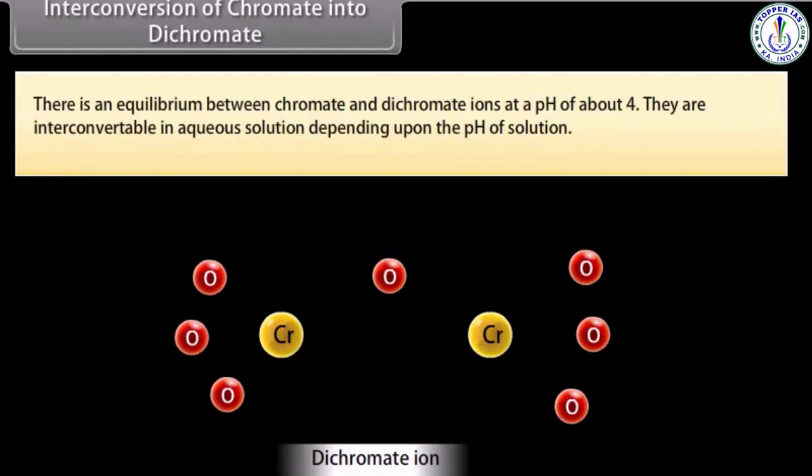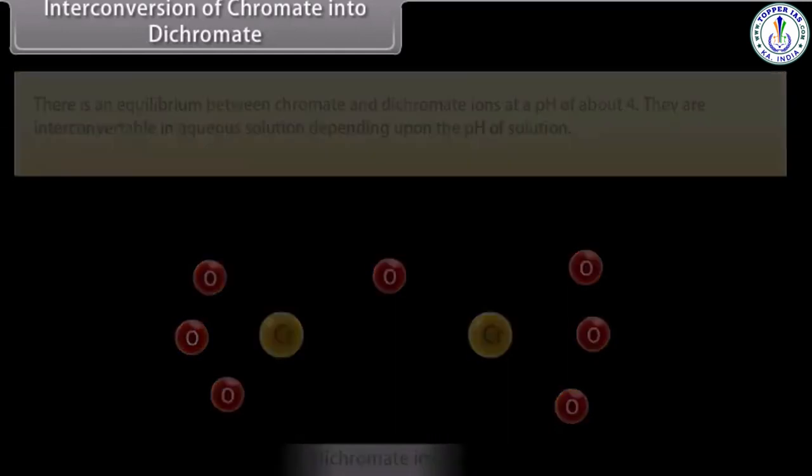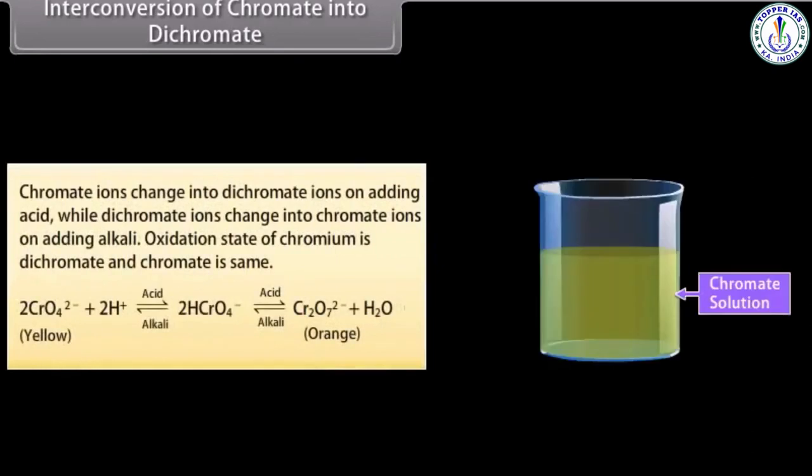They are interconvertible in aqueous solution depending upon the pH of the solution. Chromate ions change into dichromate ions on adding acid, while dichromate ions change into chromate ions on adding alkali. The oxidation state of chromium in dichromate and chromate is the same.